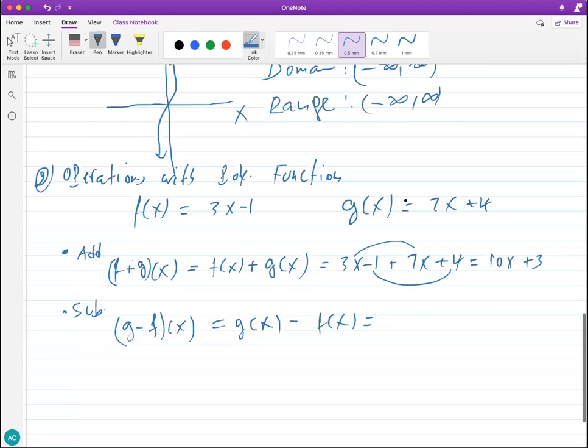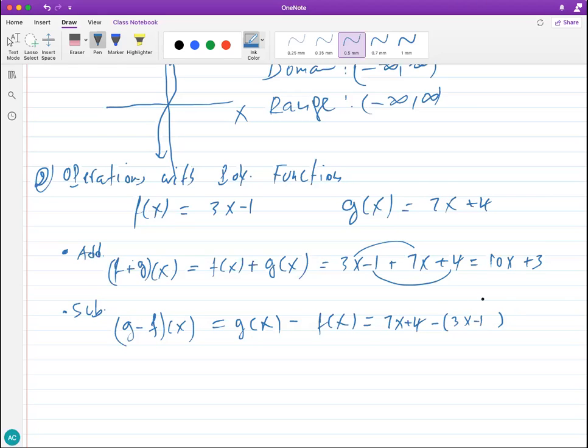Just write g, which is 7x plus 4. Then the minus, it's important that you put the second one in parentheses. Whichever one comes second, just like we saw with polynomials, this has to be in parentheses, not necessarily the first one. So minus f. So f is this one, has to be in parentheses. And after that, you simplify.